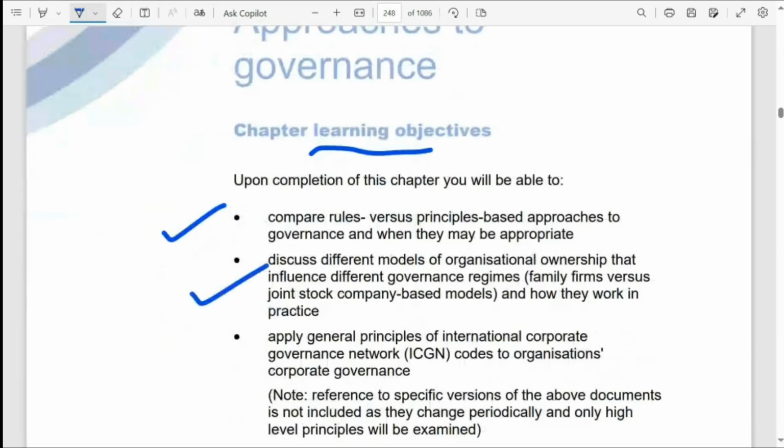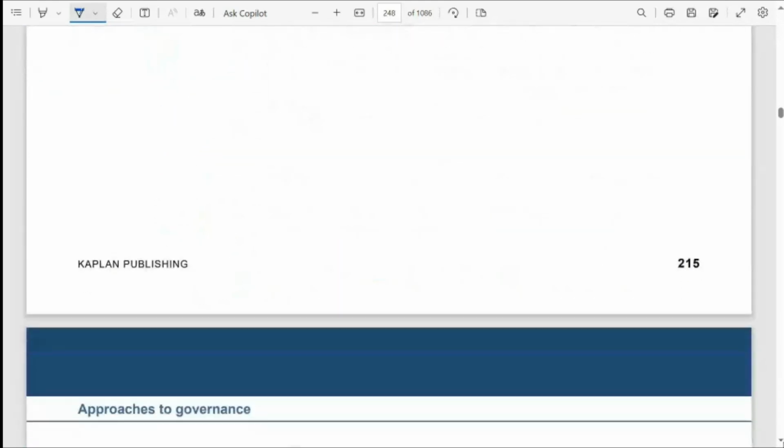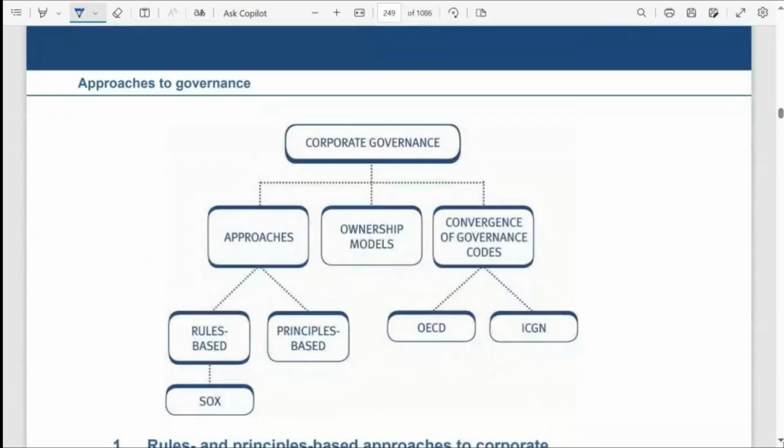Discuss the different models of organizational ownership that influence different government regimes, family firms versus joint stock company based models, and how they work in practice. Apply the general principles of the International Corporate Governance Network, ICGN code, of the organizations. So this is our topic of discussion today. It is a very brief chapter, so small things are there just for your attention.